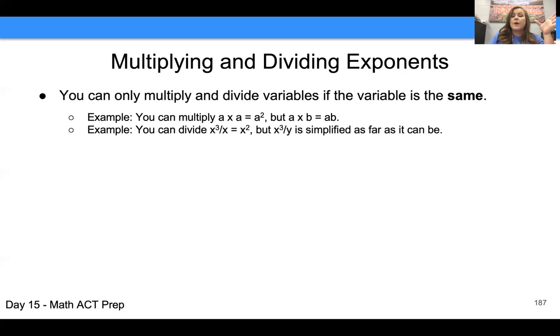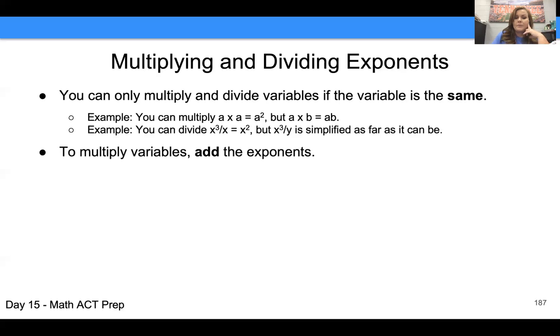We can also divide variables when they're the same. Like x to the 3rd divided by x is going to give us x squared. But if we have x cubed divided by y, that's as simple as it can go because that'd be like dividing boys divided by girls. You can't divide a boy by a girl. It's impossible. They're not the same unit.